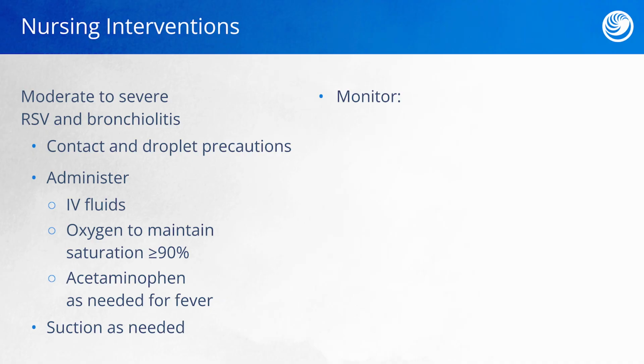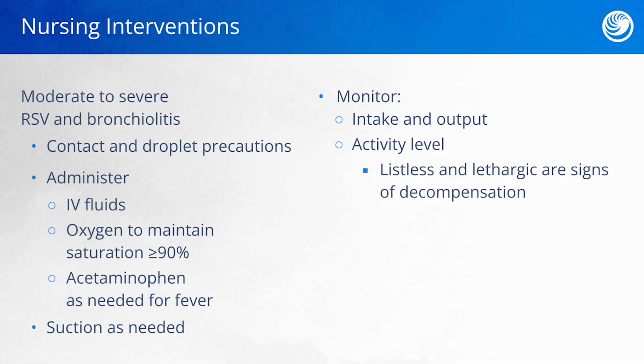Now, how do we monitor these clients? Well, we want to make sure, again, that they're hydrated, so monitoring their intake and output. And by monitoring their intake and output, we want to assess for any signs of dehydration. We also want to monitor our clients' activity level. Of course, kids aren't going to be as active when they're not feeling well, but it becomes concerning when they become lethargic or listless. These two things can be signs of decompensation, and this means that our child is no longer able to compensate with their own reserve, and we need to help intervene.